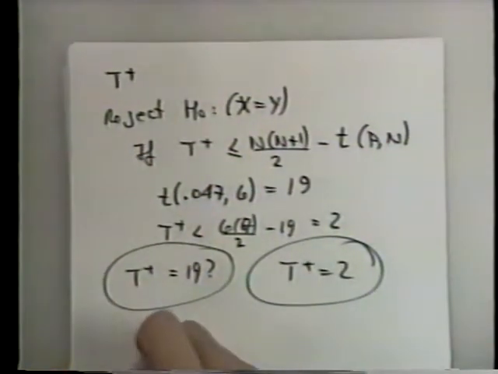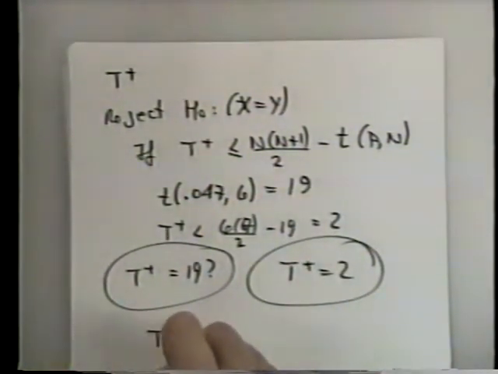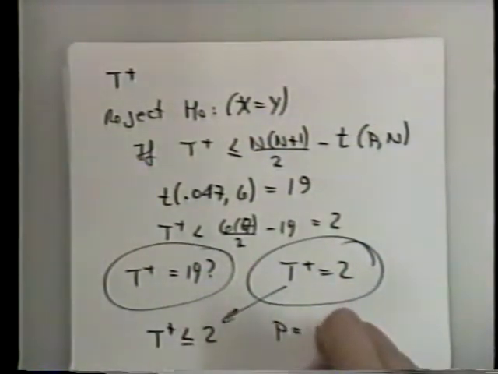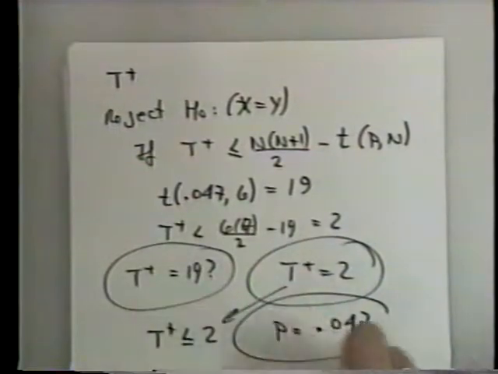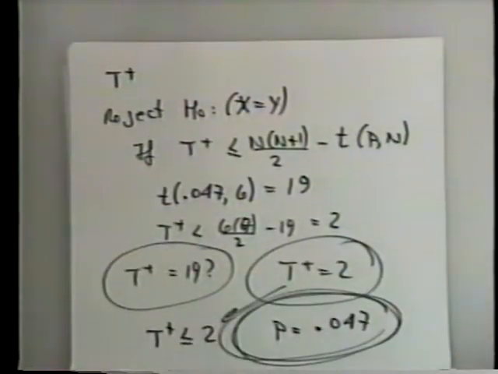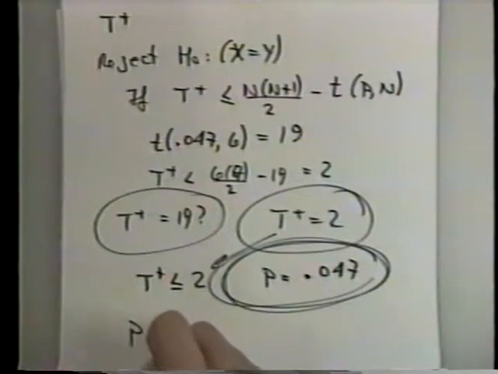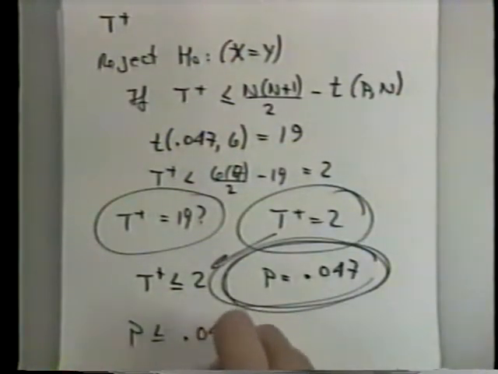And now we find that T plus is less than or equal to 2, which is what we've got at the probability level of 0.047. So the p-value now is 0.047 is the statistical significance. So the answer is that the p-value was less than 0.047.